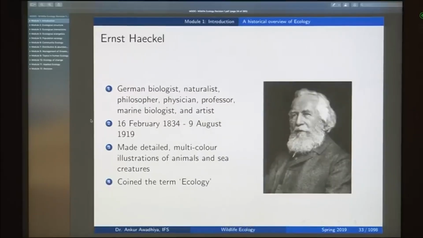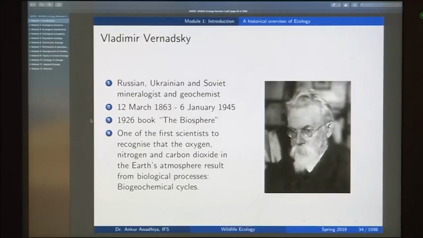Then we have Ernst Haeckel, who coined the term ecology, and Vladimir Vernadsky, who was the first to have thought of biogeochemical cycles, and we have looked at biogeochemical cycles in much more detail in one of the lectures.